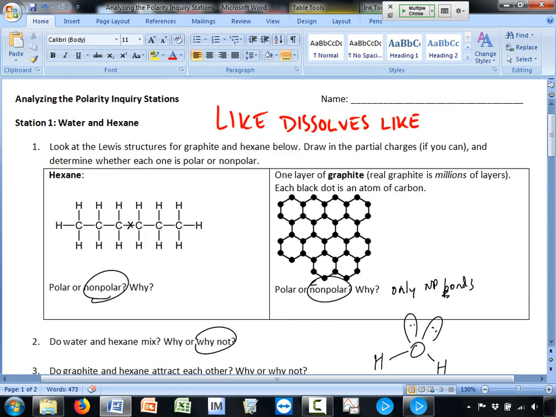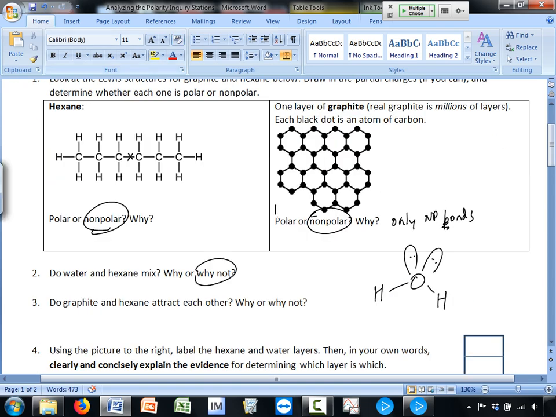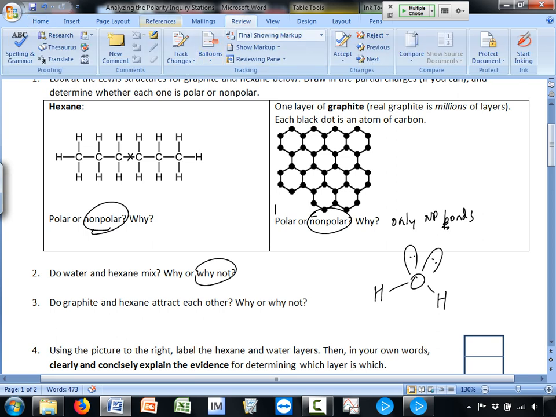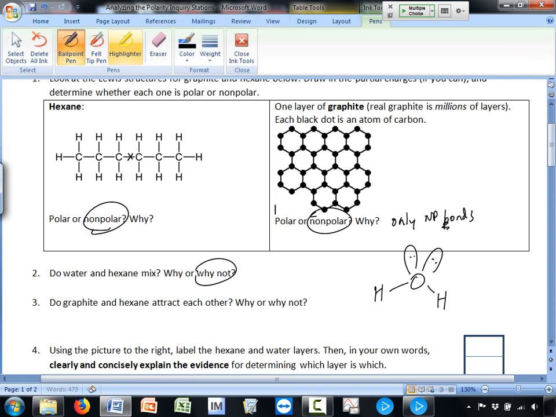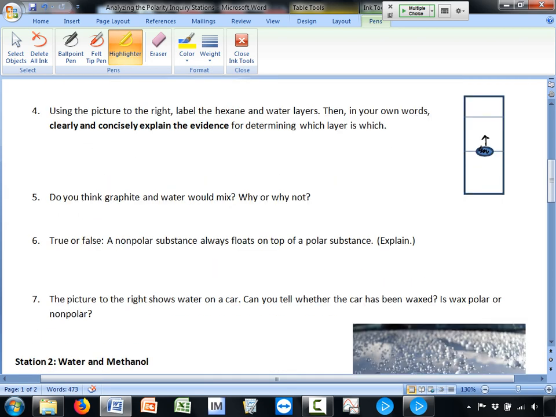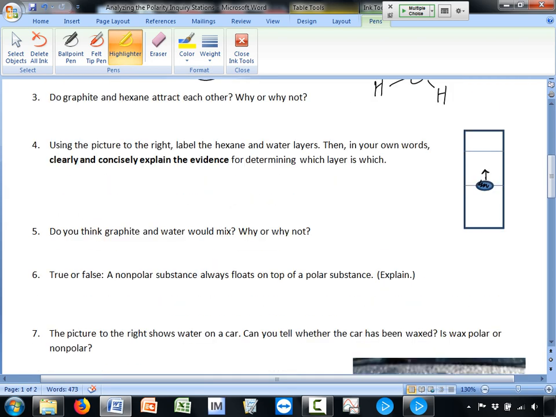Right. So graphite and hexane are both nonpolar, and this is really important because that means they would rather be with each other than for either of them to be with what? Water. So like dissolves like. Birds of a feather stick together. Nonpolar sticks with nonpolar. So I think you've just figured out for sure which layer was which. Are there any questions about this section?